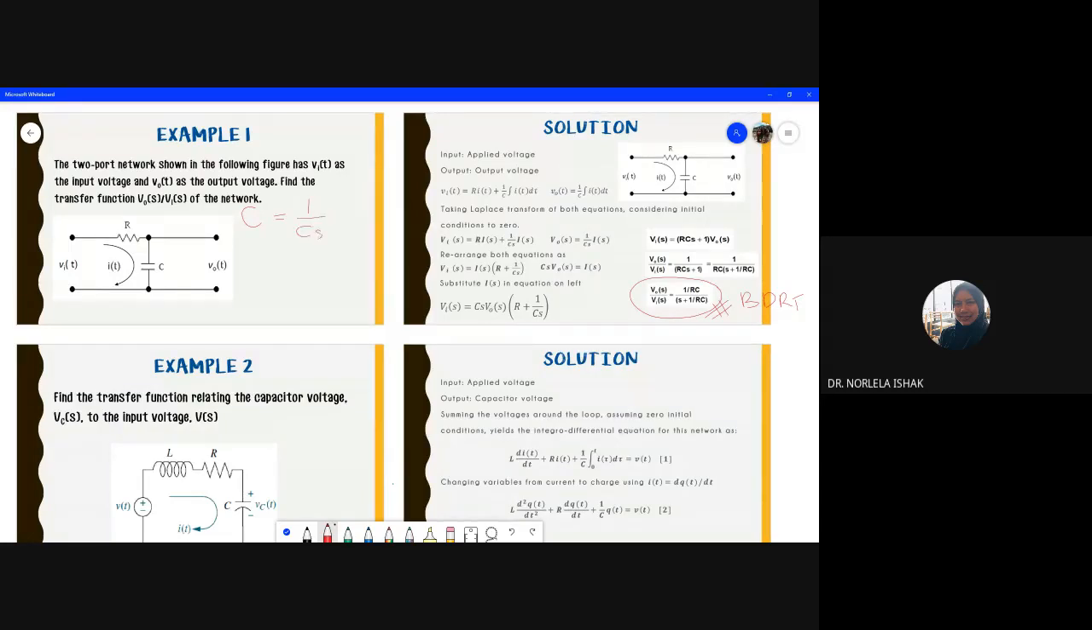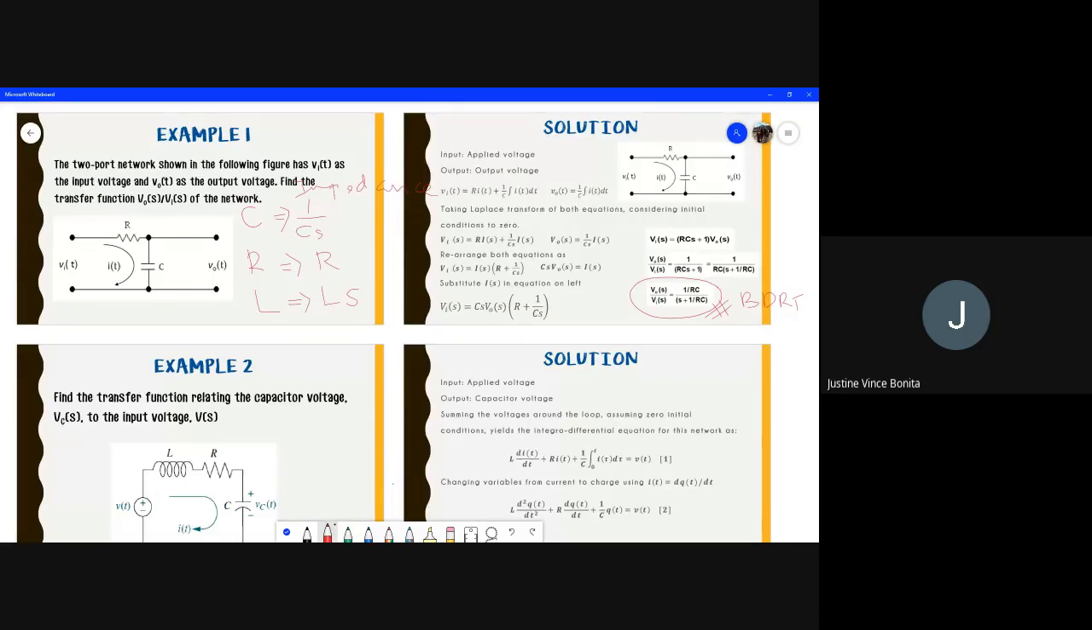How about the impedance for the resistor? R. Okay, impedance for the resistor is R. How about the impedance for the inductor? Ls. Yeah, good.